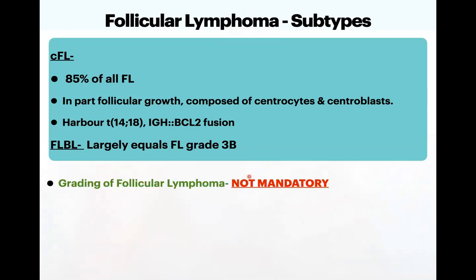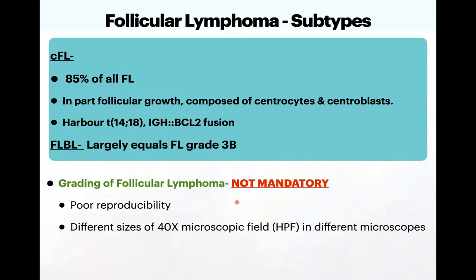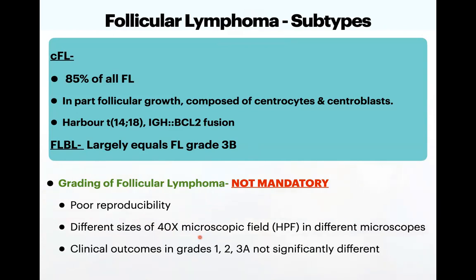So the new thing is that grading of follicular lymphoma is not mandatory now. They removed that mandatory clause from grading because of the poor reproducibility, and the different sizes of the 40x microscopic field, because it was based upon how many centroblasts you find per high power field, and different microscopes have different sizes of 40x fields. And third, the clinical outcomes in grade 1, 2, and 3A are not significantly different. That's why it was decided that this grading is no longer mandatory. Just that the 3B grade will be called follicular large B-cell lymphoma now.